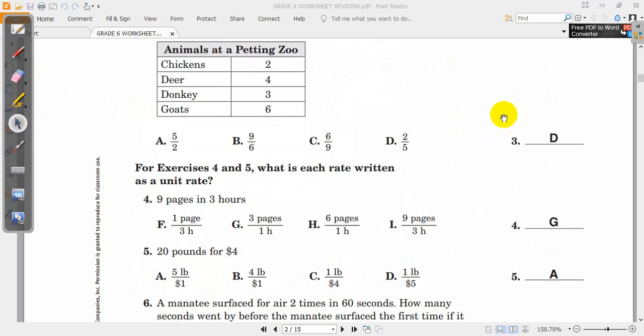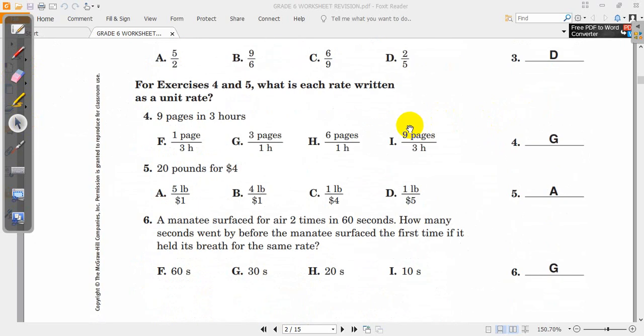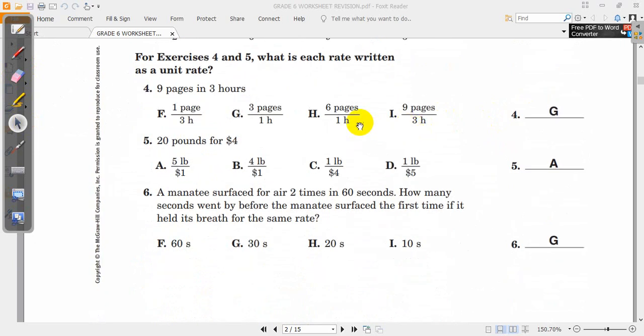Now let's go to this one, number 4. For exercises 4 and 5, what is each rate written as a unit rate? He wants you to find the unit rate for these. So you have 9 pages in 3 hours. So divide 9 over 3, abbreviated to the simplest form.